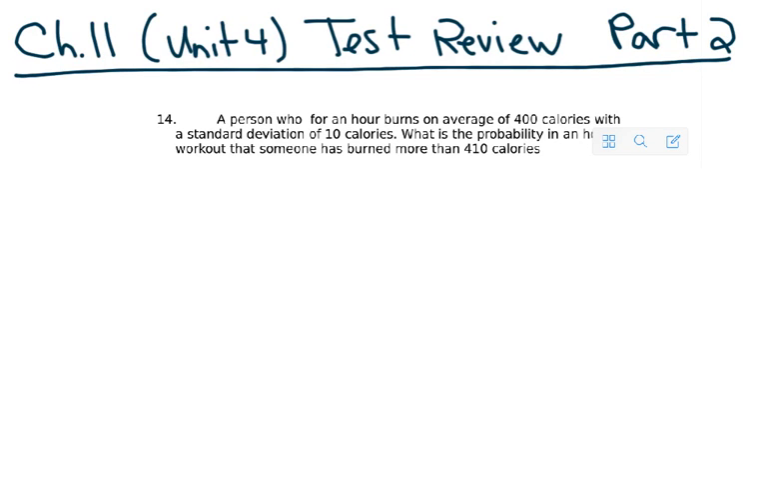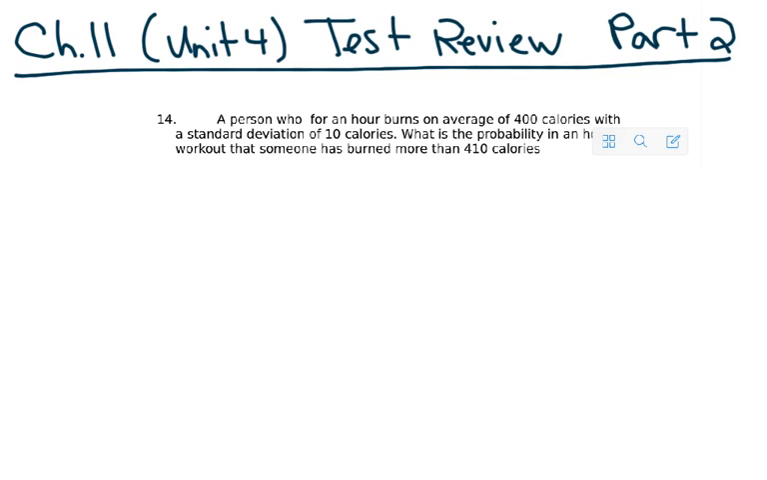This is the Chapter 11, Unit 4 Test Review, Part 2. So we're on number 14. It says a person who for an hour burns an average of 400 calories with a standard deviation of 10 calories. What is the probability of an hour workout that someone has burned more than 410 calories?